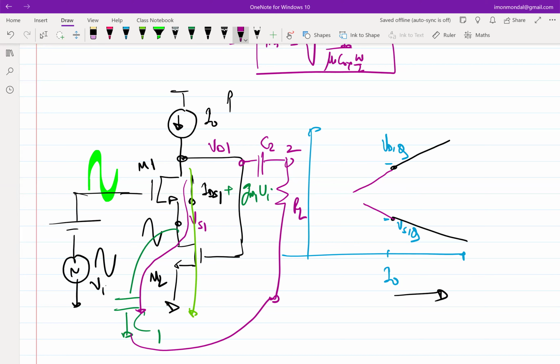Okay, so now you can have the voltage across RL, and the relationship between VI and the voltage across RL will be that of a common source amplifier, which is GM times VI. Because in the incremental sense, M2 really doesn't affect VS1, right? Because VS1 is being shorted by the capacitor. Make sense? Doesn't make sense?